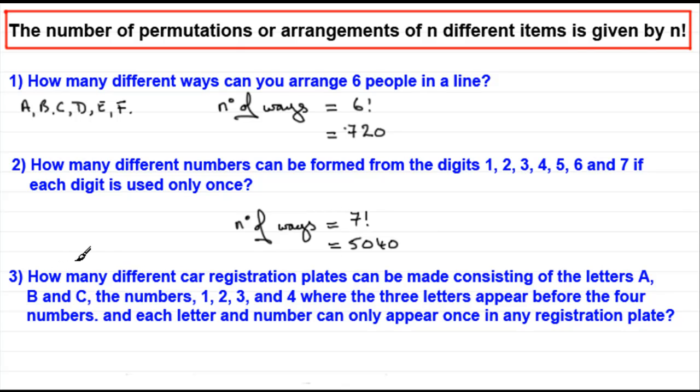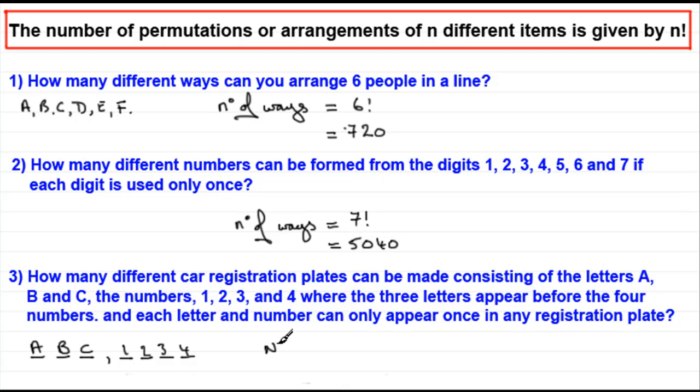Now what about this last question? How did you get on with this one? How many different car registration plates can be made then, consisting of the letters A, B and C and the numbers 1, 2, 3 and 4, where the 3 letters appear before the 4 numbers and each letter and number can only appear once in any registration plate? Well, what we've got here, just to recap, is that we've got our 3 letters must appear before the 4 numbers. And we can put, say, A, B and C in that order if you like, in the first 3, and we can have the numbers 1, 2, 3 and 4 in here.